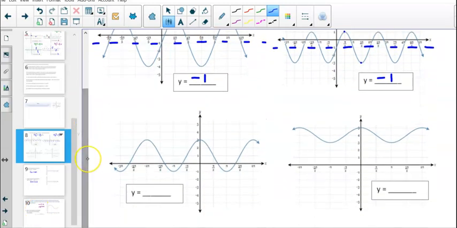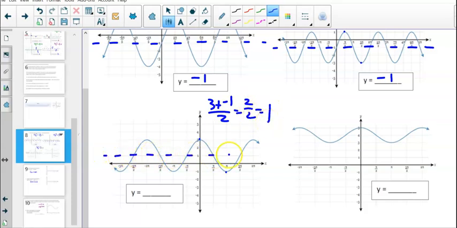Alright, so to finish these last two problems up, the top of the graph's at 3, the bottom's at -1. So that's 2 divided by 2, which is 1. So that's where the midline is. So the midline's at 1. So the equation is y equals 1.